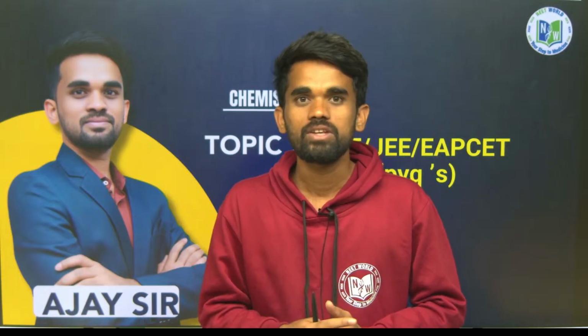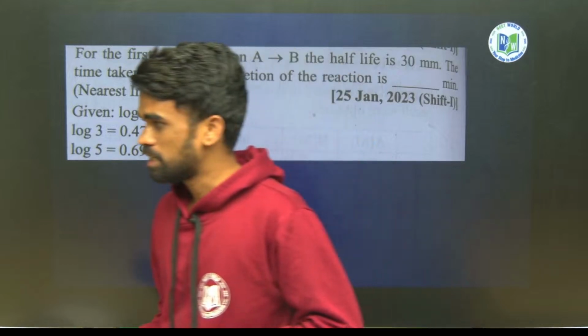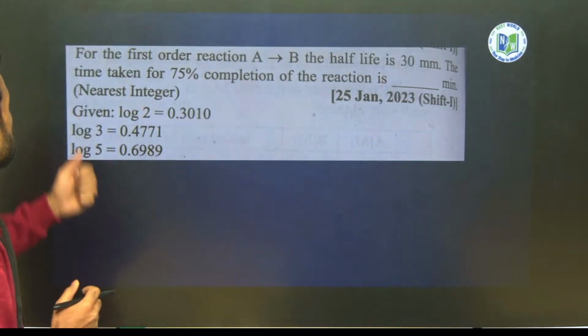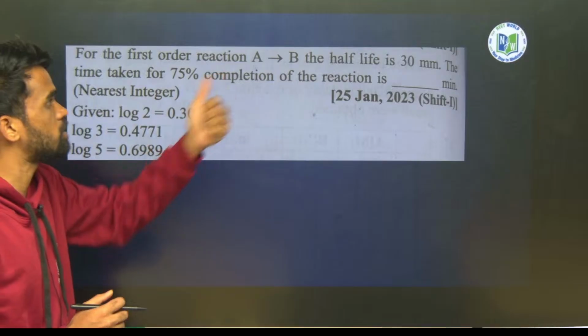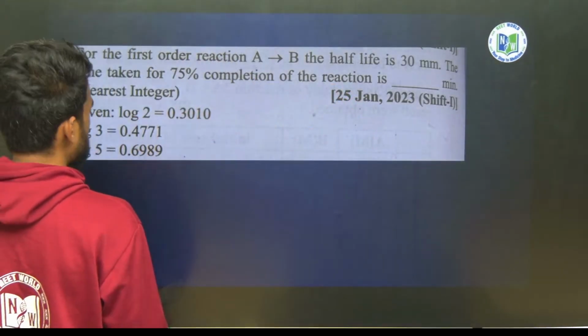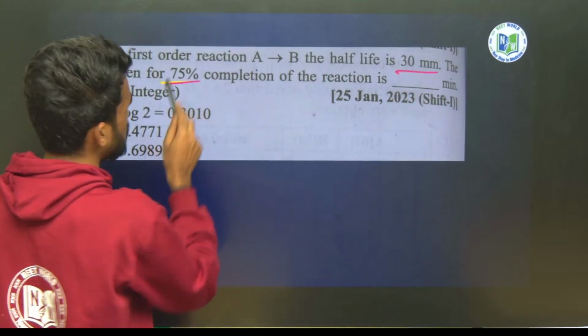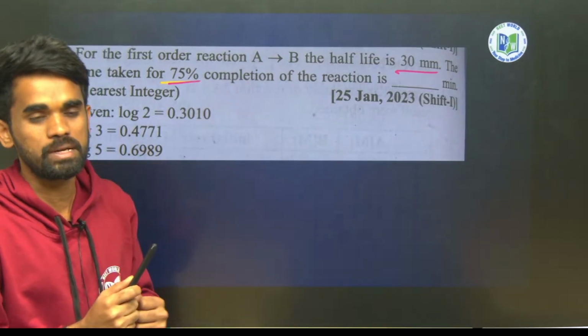So in this particular session, we will be discussing the previous year questions of NEET, JEE and EAMCET from different chapters. So let us see here, the first question is from chemical kinetics. What the question says is, for the first order reaction A gives rise to B, the half-life is 30 minutes. What is the time taken for T 75%? So T 50% is 30 minutes and they are asking for the time taken for 75% completion of the reaction, how many minutes.